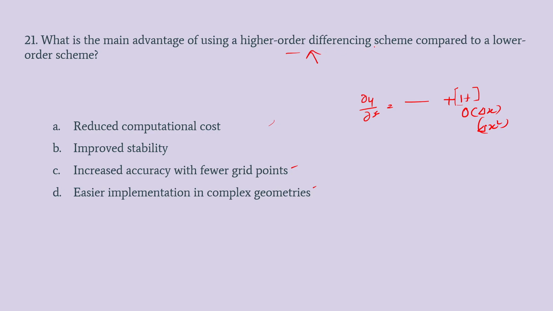If the order of terms getting truncated is lower, then the truncation error will be higher, which will reduce the accuracy. So higher order and lower order differencing give different accuracies. Higher order gives higher accuracy. So option C is our answer: increased accuracy with fewer grid points.